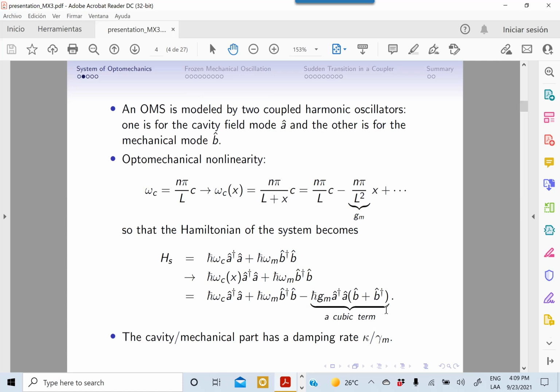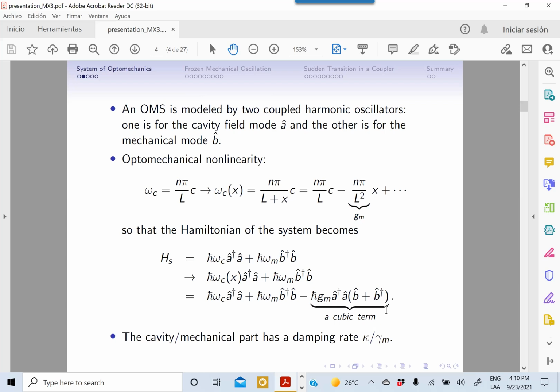The cubic term is what? It's nonlinear because its dynamic equation will be quadratic. It will be reduced by one order. It's quadratic. It gives us nonlinearity. This nonlinearity is very important to all the phenomena we are going to discuss, and almost all the phenomena in today's research of optomechanical systems.